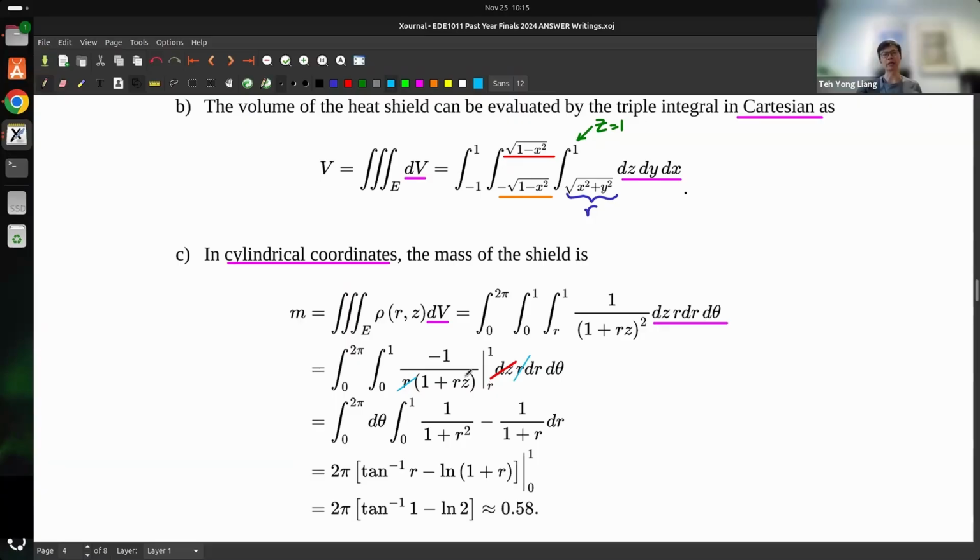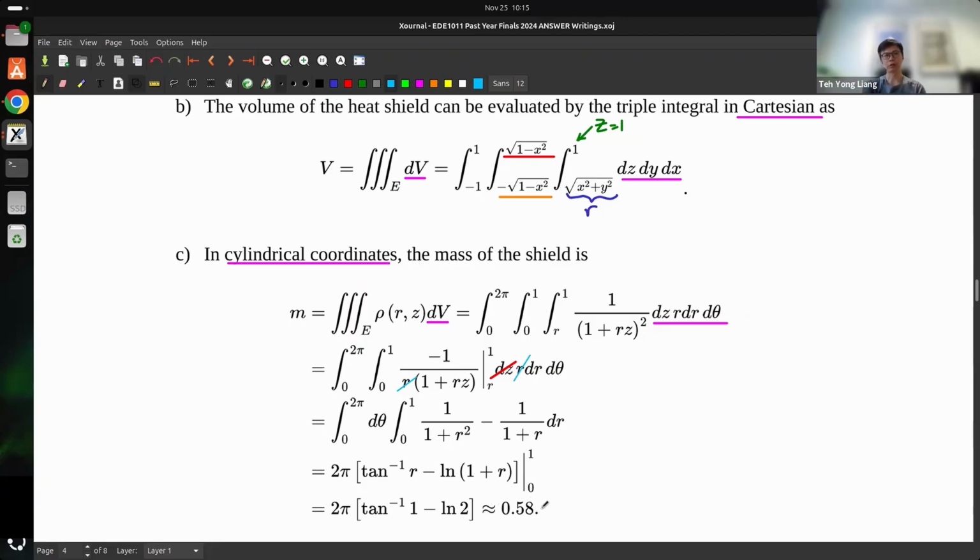Then after you sub in z, eventually it's just a function of r. Sub in the z limits. Then the limits are also constants. So it's separable and the limits are constants, therefore you can split it into two independent integrals. It's faster if you don't split it up too, you just do one by one. Then you sub in the limits, and you get roughly 0.58. So that's the mass of the heat shield.